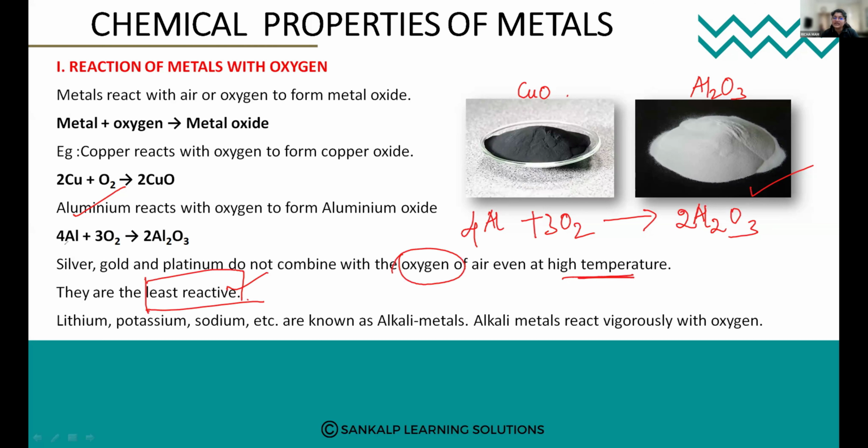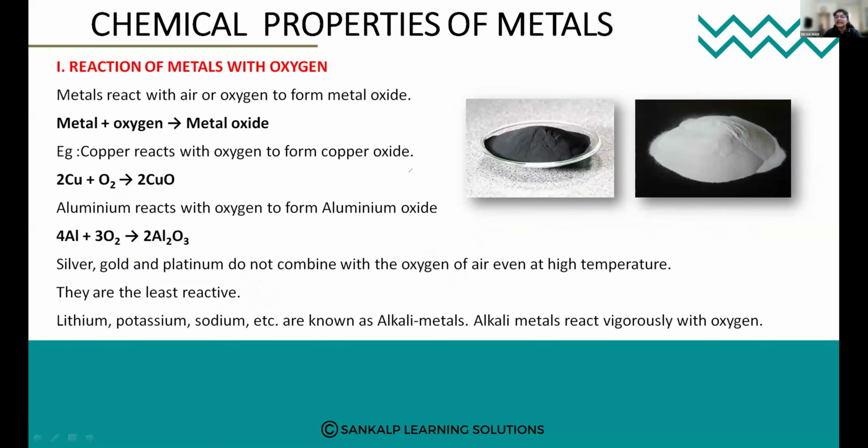So which are the metals? Silver, gold, and platinum. These are the metals which will not combine with oxygen or air even at high temperature. Why? What is the reason? Because they are least reactive. Least reactive means they do not react. The property is that they have very little reactivity.